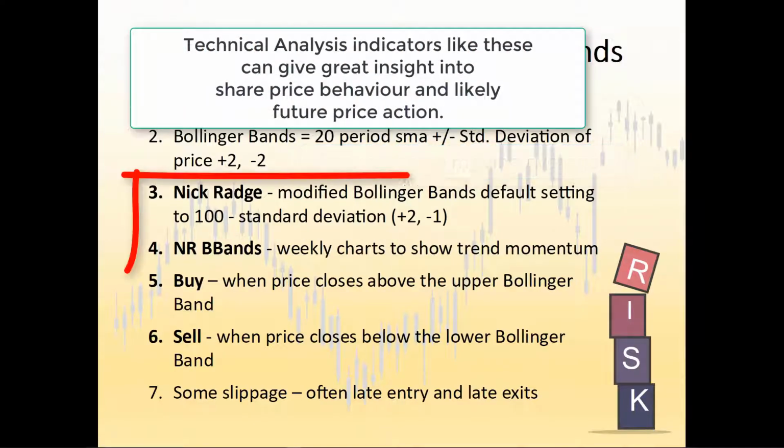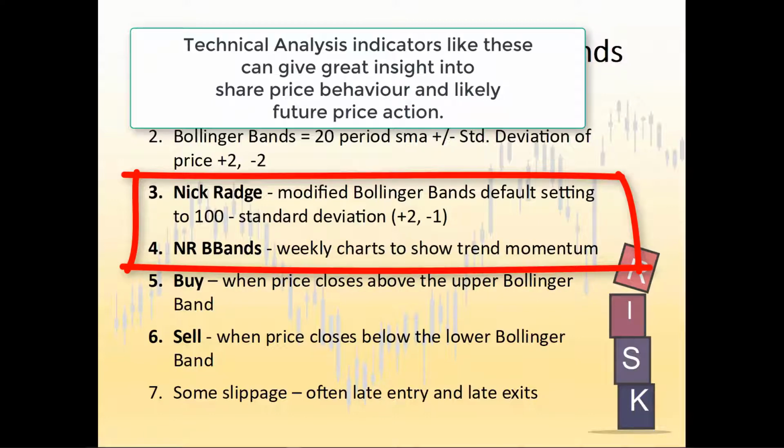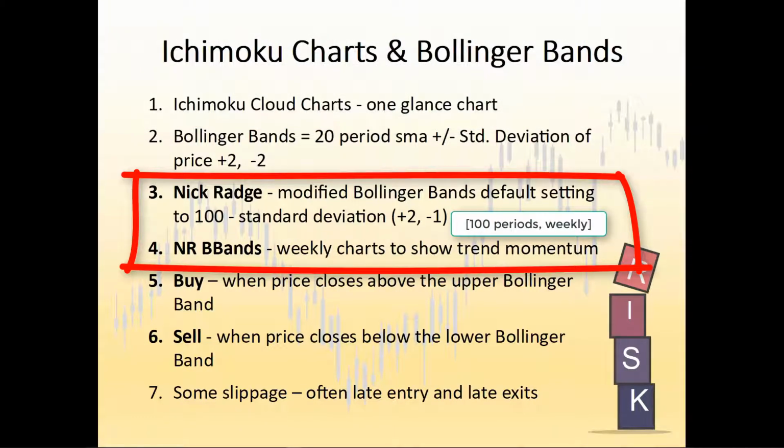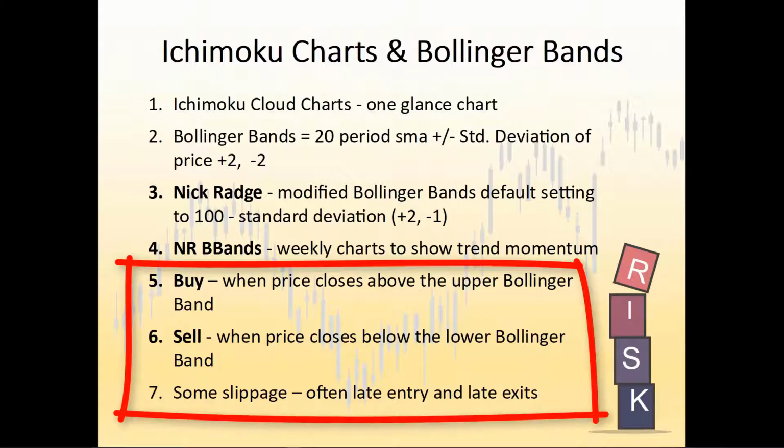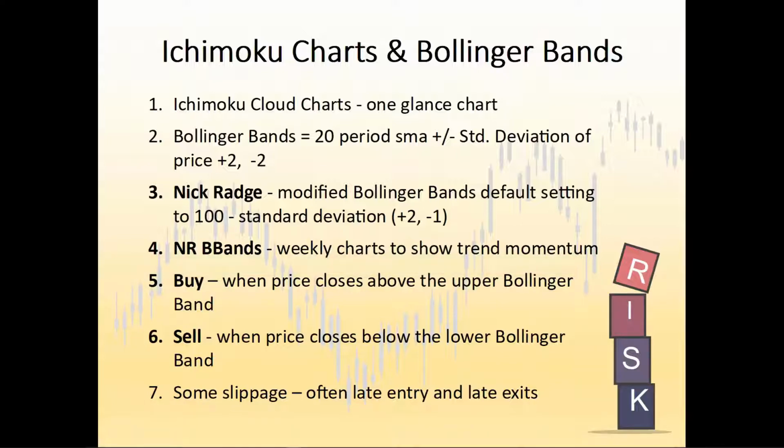Nick Radge, I'm sure quite a few of you will know about, has modified the Bollinger Bands to a default setting of 100 periods and a standard deviation of plus 2 and minus 1. He uses a weekly chart to show the trend momentum, and he believes that it captures the big bits of the momentum. In his case, you buy when the price closes above the upper Bollinger Band, and you sell when the price closes below the lower Bollinger Band. I think there's some slippage, and you often get late entries and late exits. I've played around with it, but it doesn't interest me. So if we go to the next slide, please, Robert.